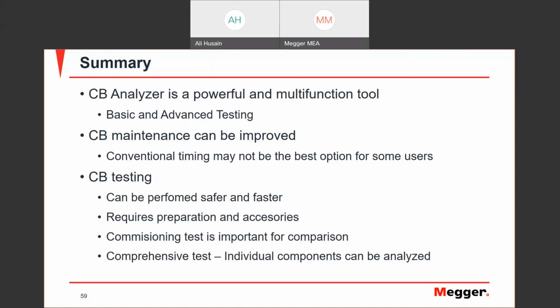Another thing I would recommend is, when you are accepting any circuit breaker, if you are a utility or an end user of a circuit breaker, please ask for all the information from the manufacturer, like the travel test, the coil currents, and all this information. So when you want to do this test, you have a reference you can compare against.